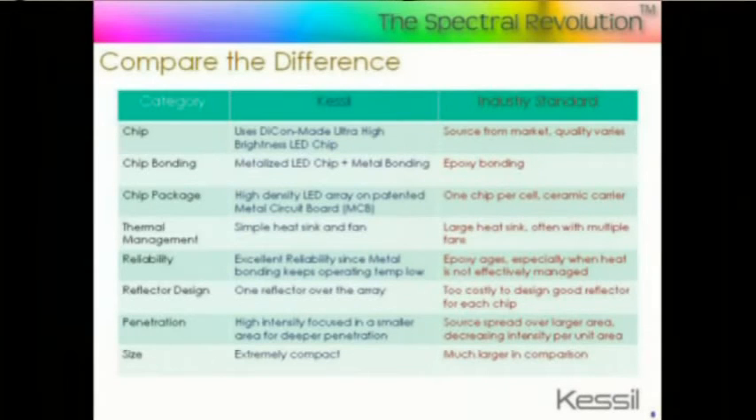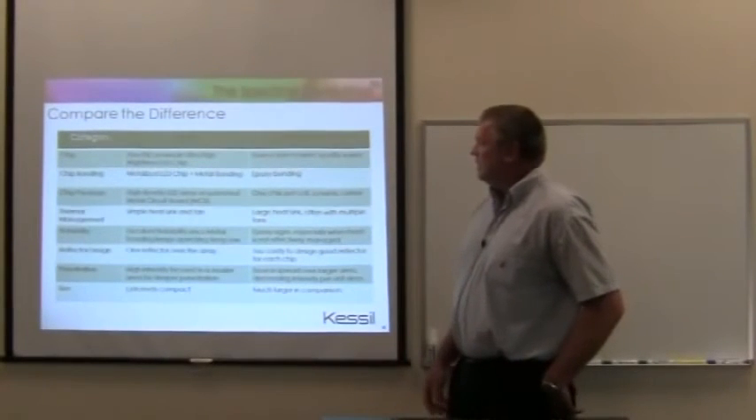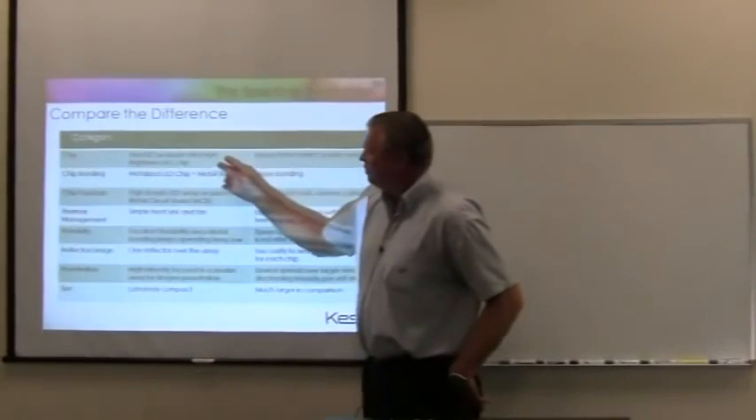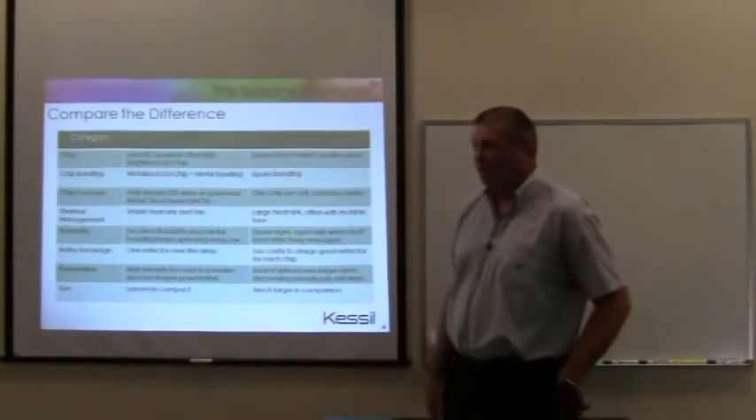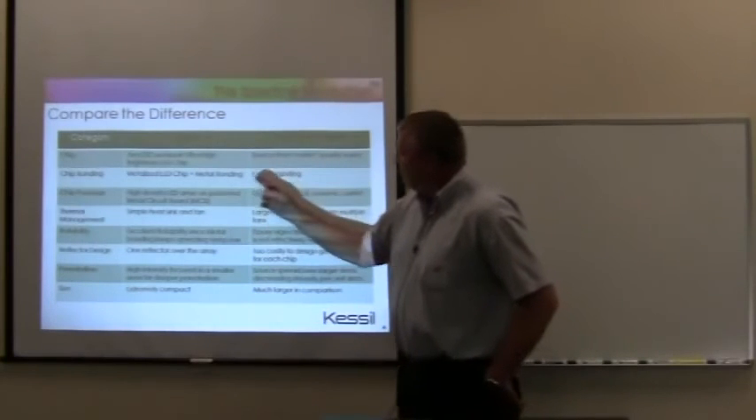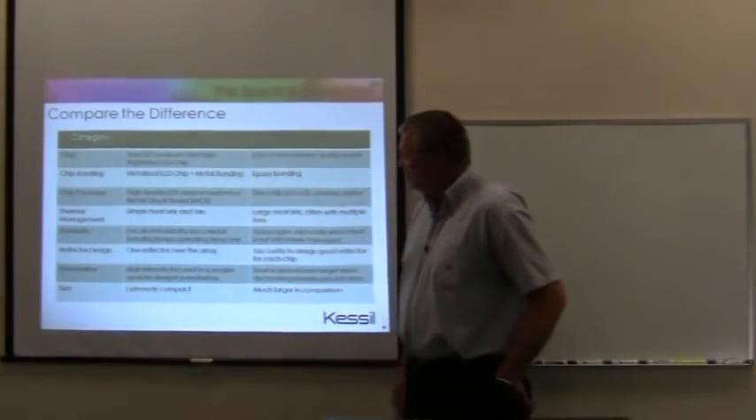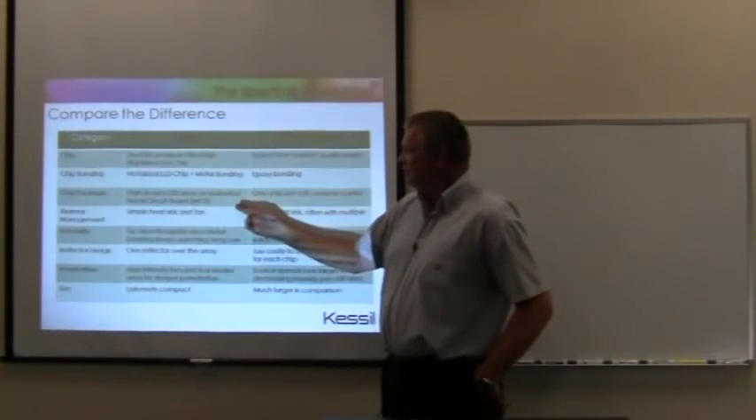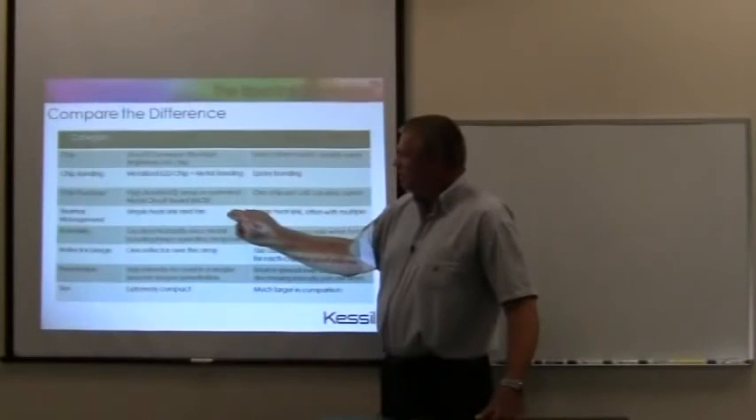This just tries to summarize some of those key differences that we've just spent time talking about between Kessil lighting products and what's typically done in the industry. Fundamentally, we're using Dicon-made ultra-high brightness chips, not just whatever we can source off the open market. Key advantages in terms of chip bonding through the metallized chip bonding process, the use of a high-density LED array on this patented metal circuit board, very well thought out and executed thermal management.